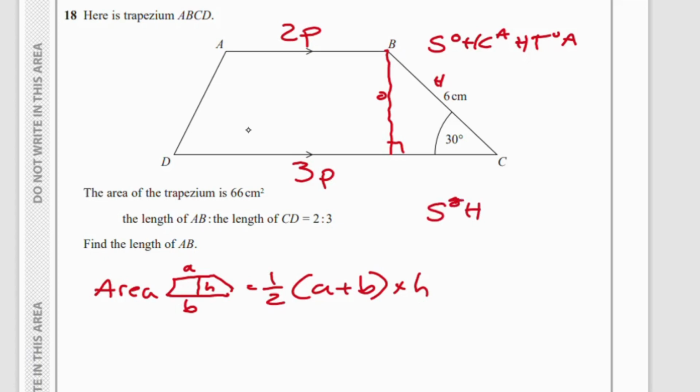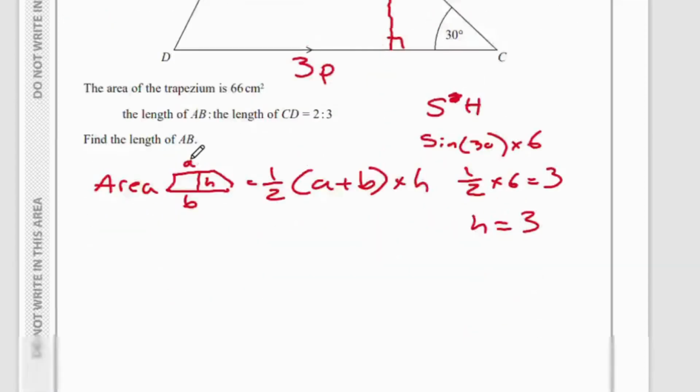Alright, so we cross out the one we're trying to find. So that gives us sine multiplied by the hypotenuse. So sine of the angle, sine 30, multiplied by the hypotenuse, which is 6. Now sine 30, you should remember, is a half. So it's going to be half times 6, and then it's going to be 3. So the height is going to be 3.